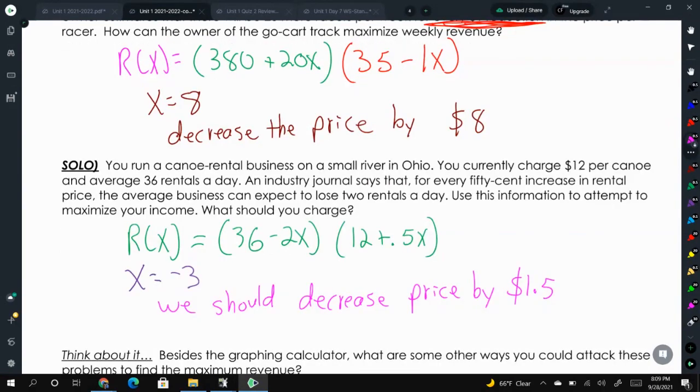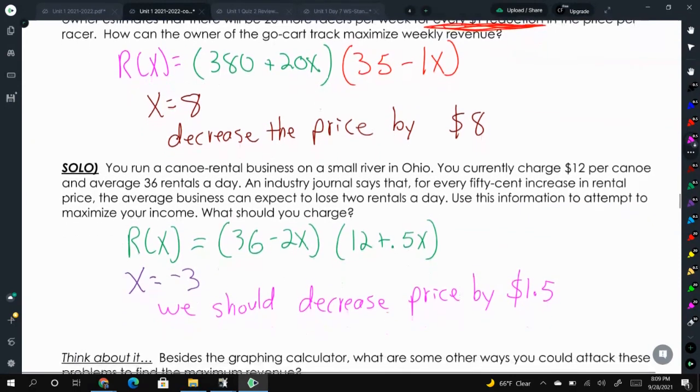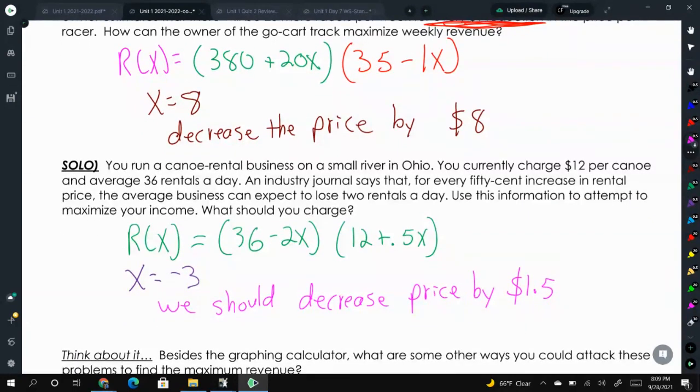All right, so these are the answers here. So the pair one up here, I should have gotten x equals 8, so that means we wanted to decrease the price by 8. Now, the solo one here, let's talk about this a bit, because your math says x equals -3, so why did I say we should decrease the price by 1.5 or $1.50?